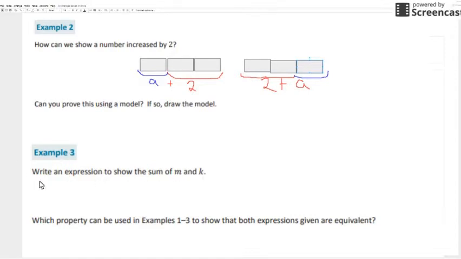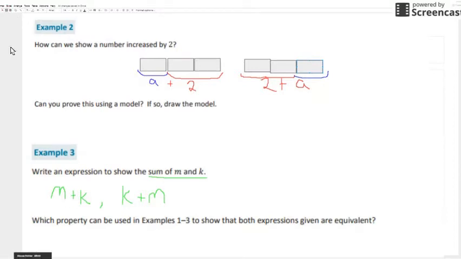Now notice it doesn't say a model. We're just going to simply write an expression to show the sum. Remember sum, we've talked about this several times. The sum is the answer to an addition problem. So we're going to write the sum of m and k. So m plus k. Well, that's one way we can write it. You also could, of course, write it backwards or the other way. Since we're talking about addition, it really doesn't matter how you write it. They both mean the same thing. It doesn't matter if you add 3 plus 5 or 5 plus 3. We simply can write it either way.